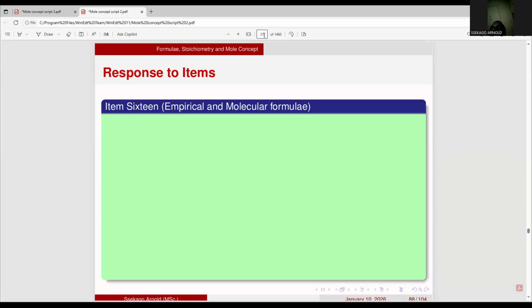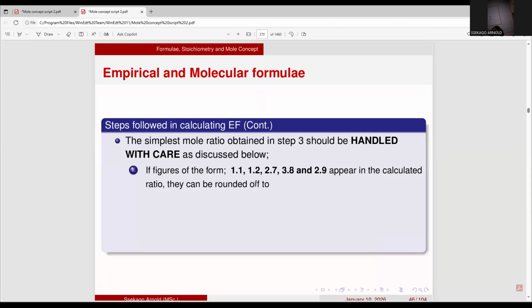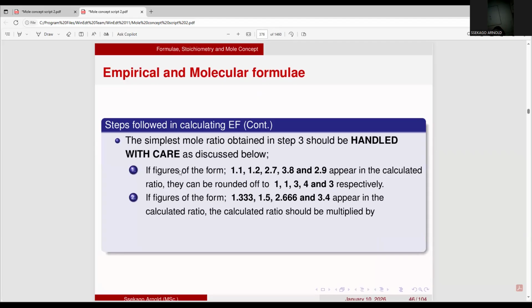Let me take you back. You should note the following. I will remind you that the first bullet was saying that if these ratios have digits 0.1, 0.2, 0.3, 0.8, 0.9, you can round off. But anything with 0.33, 0.5, 0.6, now this is the case where we are.